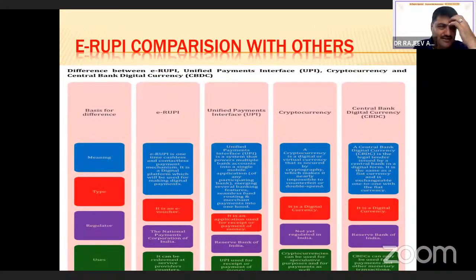Now, just a short comparison of the differences between the e-rupee voucher, UPI, cryptocurrency and CBDC. E-rupee is a one-time cashless contactless payment. Once a voucher is redeemed, that voucher is useless. You have to throw it. So it's a prepaid voucher. With UPI, you can connect multiple bank accounts and make payments. So whatever is there in your bank account, if you are paying it in a digital way, that is UPI. What is cryptocurrency? They are digital currencies which are unregulated. What is CBDC? It's a digital form of your fiat currency. So this is the basic difference between the four of them, very simple.